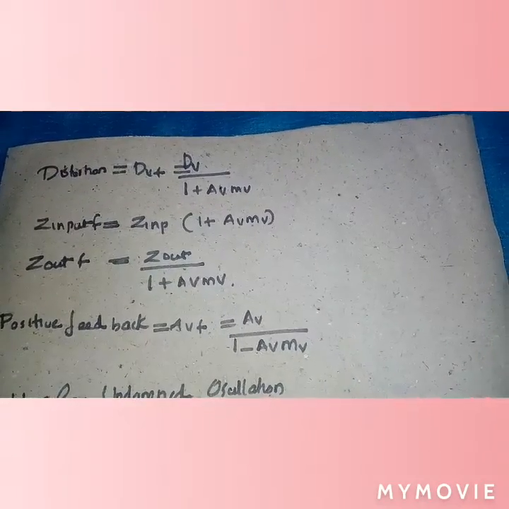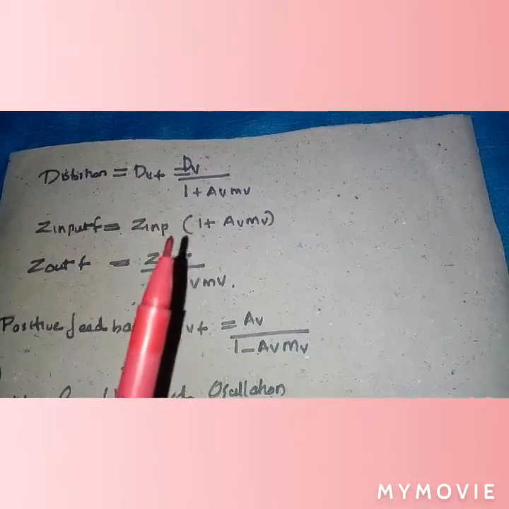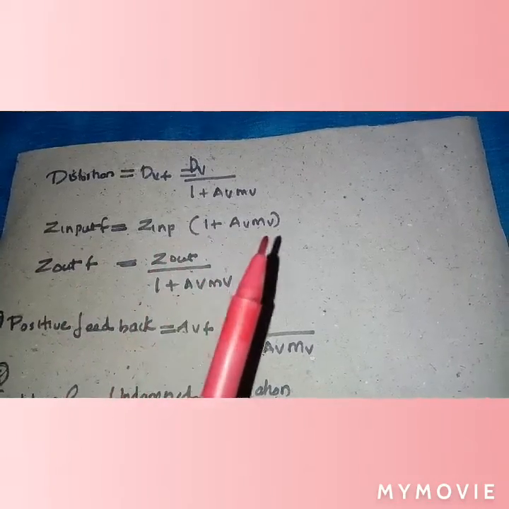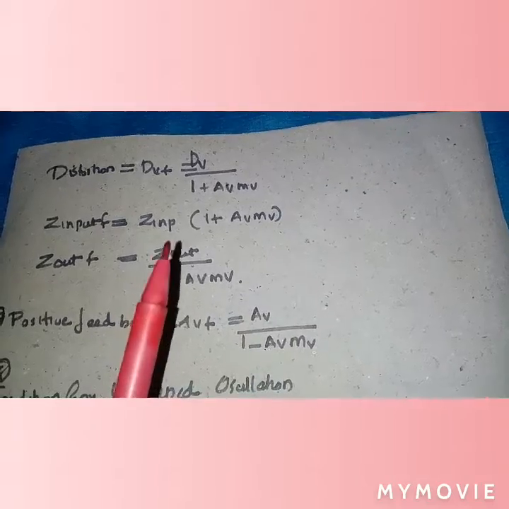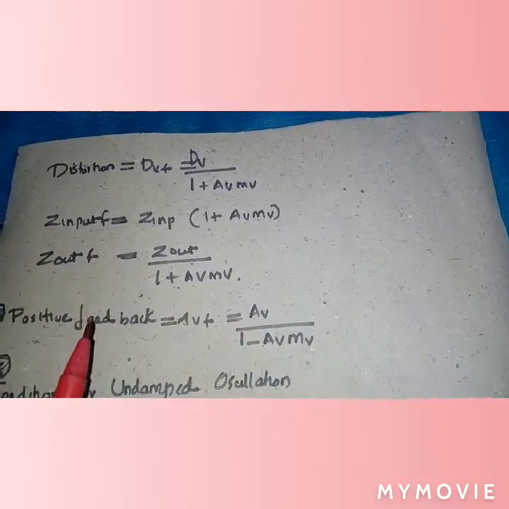The distortion also decreases in negative feedback, that is dVF is equal to dV divided by 1 plus AV MV. Input impedance is increased by 1 plus AV MV: input impedance with feedback is equal to input impedance into 1 plus AV MV. Output impedance with feedback is equal to output impedance divided by 1 plus AV MV.